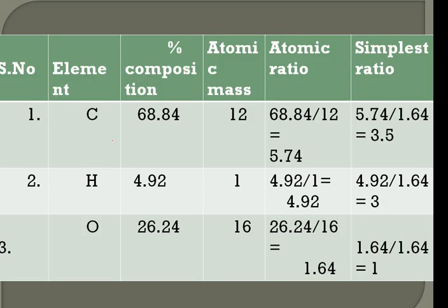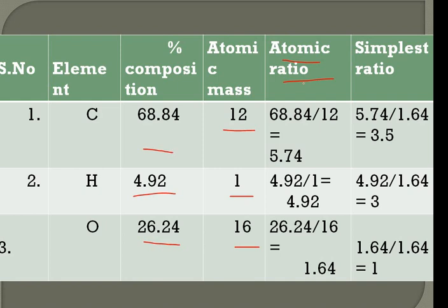Moving on to our table. Again the same 3 atoms are there, as given in the question: carbon, hydrogen and oxygen, with serial numbers 1, 2, 3. The percentage composition is also given in the question, so no need to worry about this column either. Now moving on to the atomic masses, which we already know. Carbon has an atomic mass of 12, hydrogen has an atomic mass of 1, oxygen has an atomic mass of 16 only. Now this is our first step, the atomic ratio calculation.